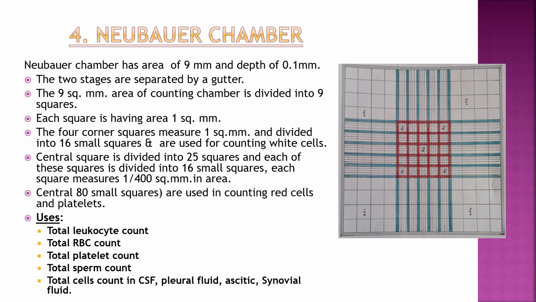millimeter equally. The four corner squares measure 1 square millimeter and divided into 16 small squares and are used for counting WBCs. Central square is divided into 25 squares, and each one is again divided into 16 small squares, so that the central square is used for the counting of the red cells and platelets. The uses of the Neubauer's chamber to count WBC count, RBC count, platelet count, sperm count, and total cells in CSF, pleural fluid, ascitic fluid, synovial fluid, pericardial fluid.